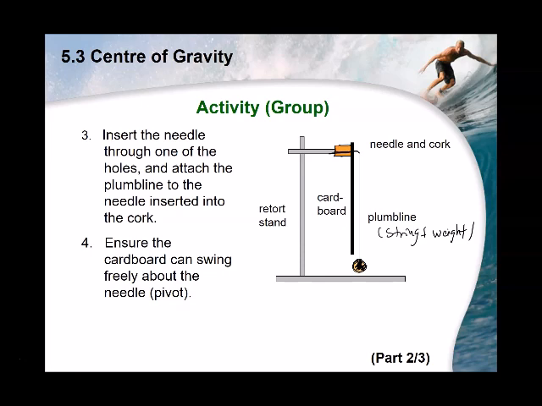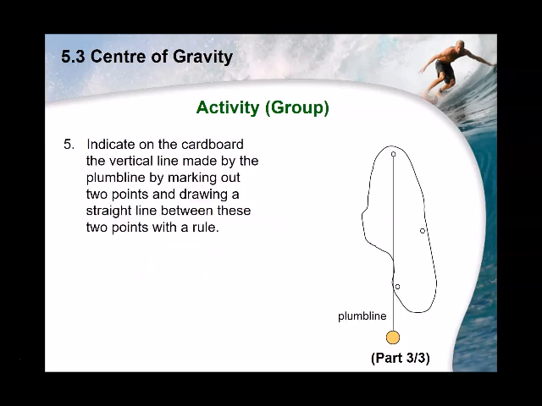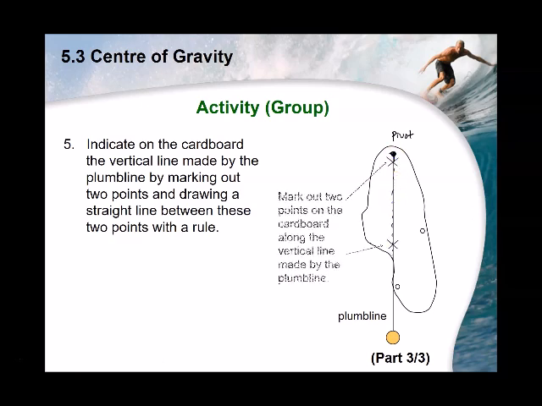Ensure that the cardboard can swing freely about the pivot. So this is your pivot point. Basically this is the front view. What you do is let this object swing for a while. Once it comes to a stop, you mark out this point over here. You do the same for all the 3 holes, right?